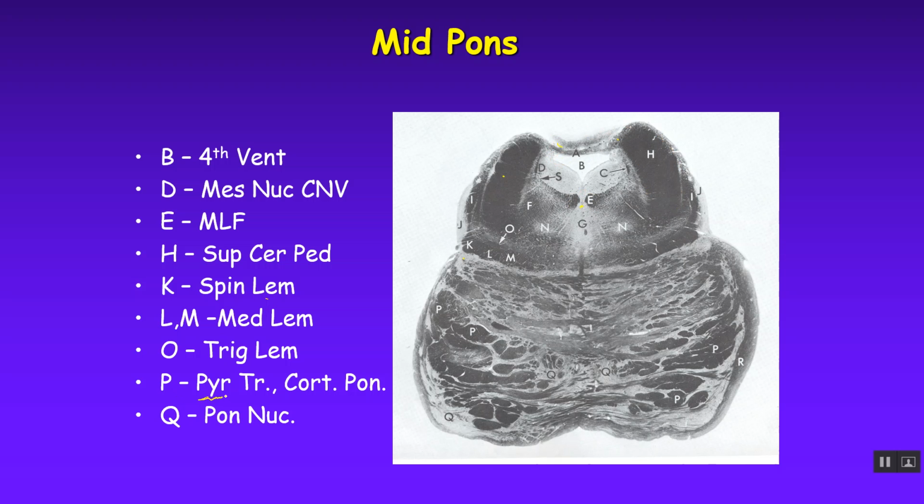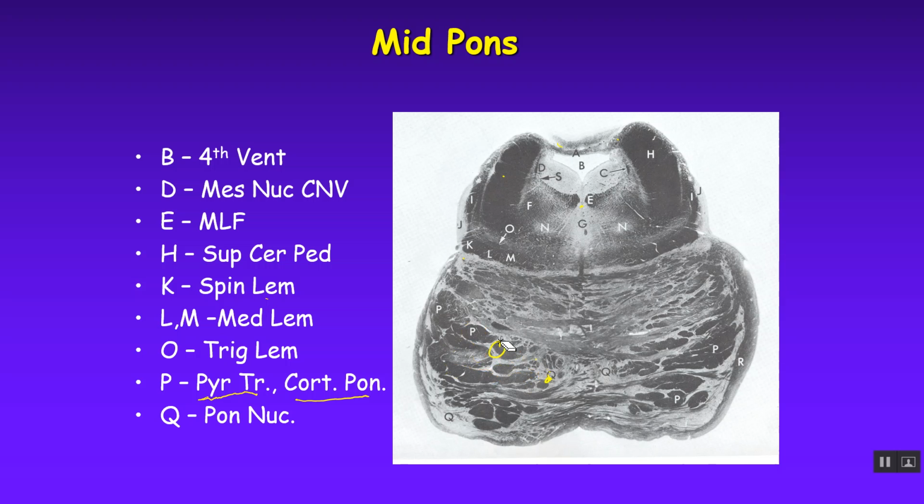And then P is the pyramidal tract and corticopontine fibers. So P, all the dark stuff, these are axons. These are white matter fibers. These are your corticospinal tract fibers that are running down that are eventually going to go into your pyramids, right? They're becoming your pyramids in your medulla. But some of them stop here and then communicate with the pontine nuclei, which are all the little white areas here.